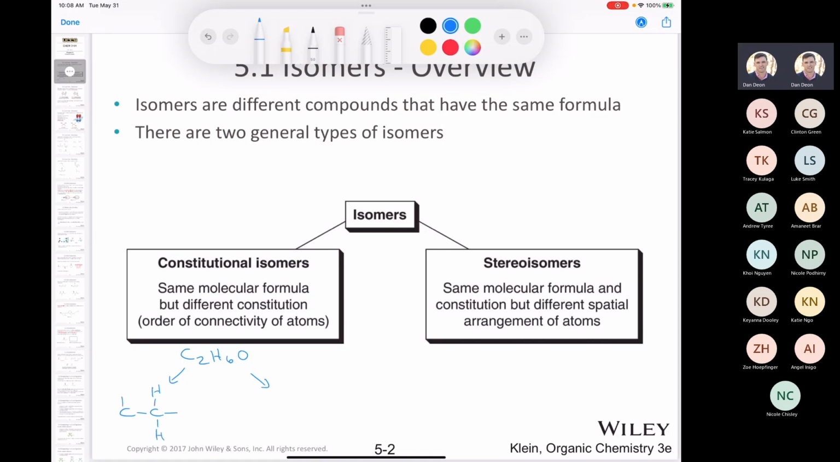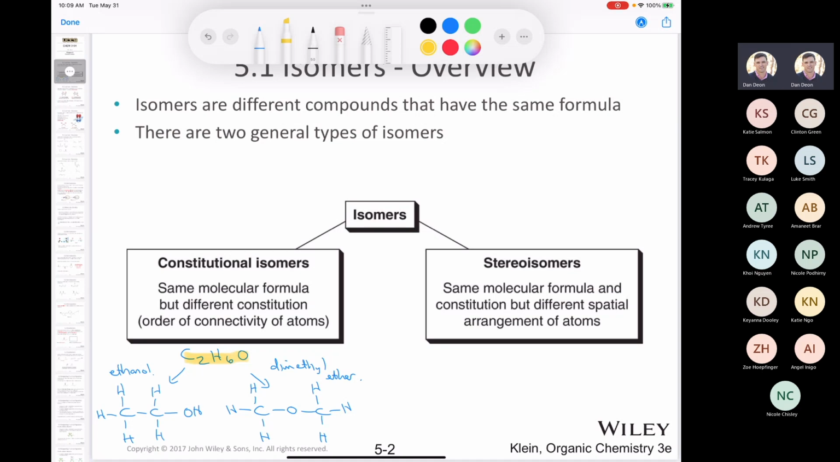CH3CH2. So let's do this. So this is CH3, CH2, OH, and this is ethanol, or I could arrange them in this way, where I have the oxygen between the two carbons, like so, and this is called dimethyl ether. And you see that these two compounds have the same formula. They're both made up of 2 carbons, 6 hydrogens, and 1 oxygen, but the way they're connected is completely different, and they have very different physical properties, different melting points, boiling points, densities, etc.